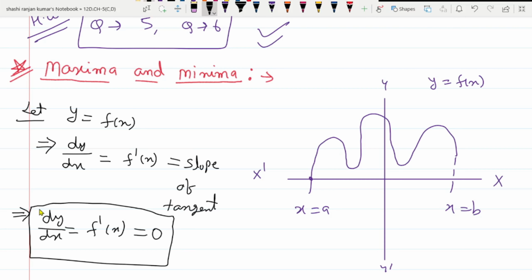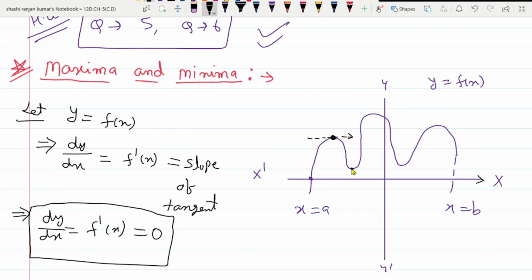Now in the graph, tell me what are the points where slope is 0, meaning where tangent is parallel to x-axis, because we know the x-axis has slope 0. You can see this is the point. If you plot the tangent here, the tangent will be parallel to x-axis. So this type of horizontal tangent will be formed here.